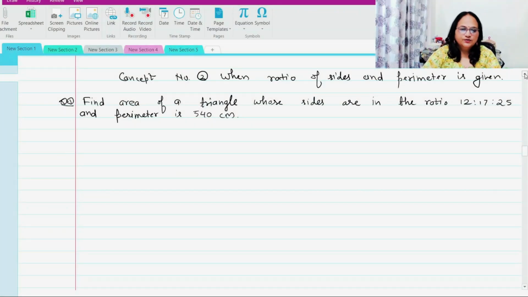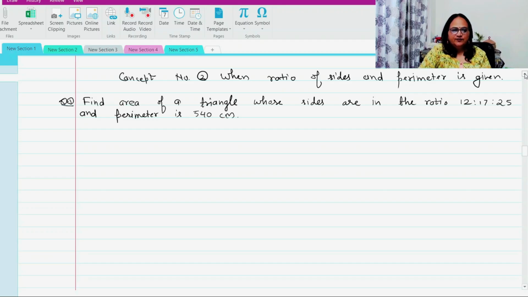Hi everyone. So this is my third video for Heron's formula. In the first video we discussed all the formulas related to the area of the triangle. In the second video I explained how to find the area of a triangle when three sides are given to us. This was concept number 1. And now I am going to discuss concept number 2, when the ratio of the sides and the perimeter is given to us. Okay? They are not giving us the sides, they are giving us the ratio of the sides and the perimeter.